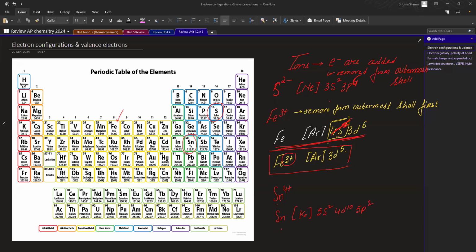Now the outermost shell is 5s2 and 5p2. How many electrons do I have to remove? 4. So when I remove them, what is left? Aditi, understood? So it is 4d10. So that's how you have to write the configuration of ions. Okay, so moving on.